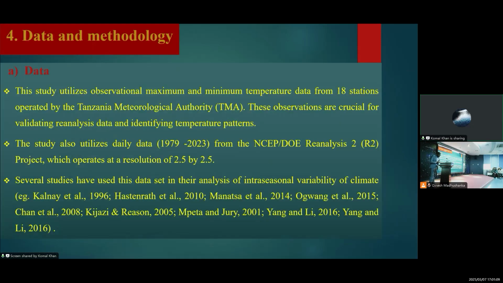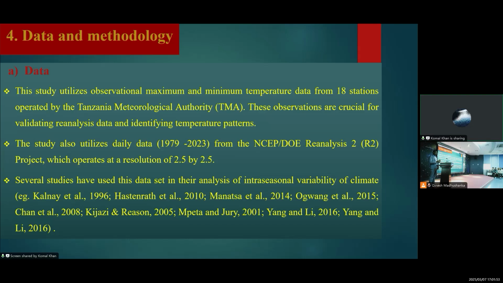Data and methodology. Again, we have data now. This study utilizes observational maximum and minimum temperature data from 18 stations all over Tanzania. This data passed several processes of validation, and through these processes, we selected the year 2020. We had data for 5 years, but we selected 2020 because it was the year with fewer missing data. We wanted to have more data.